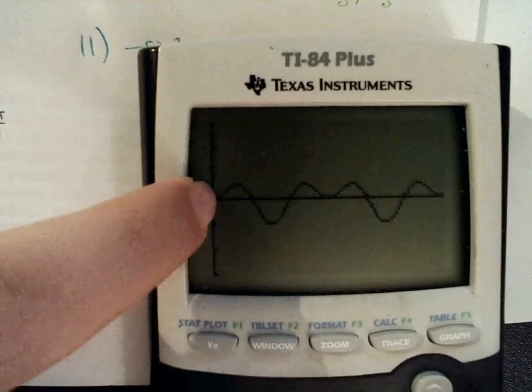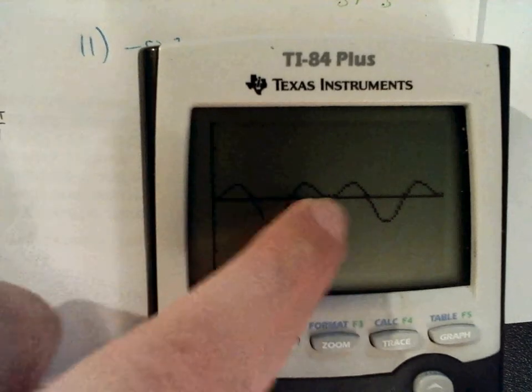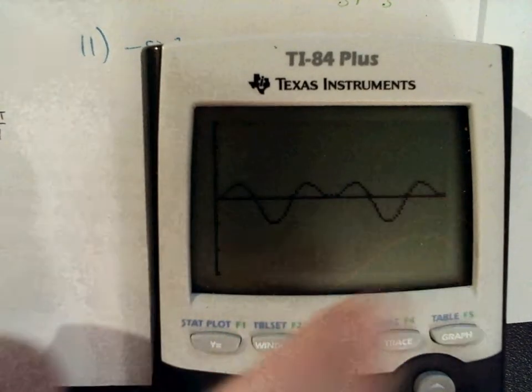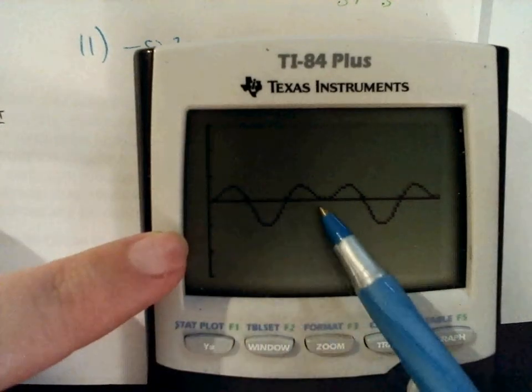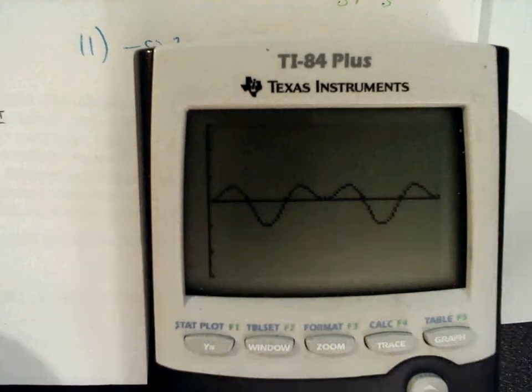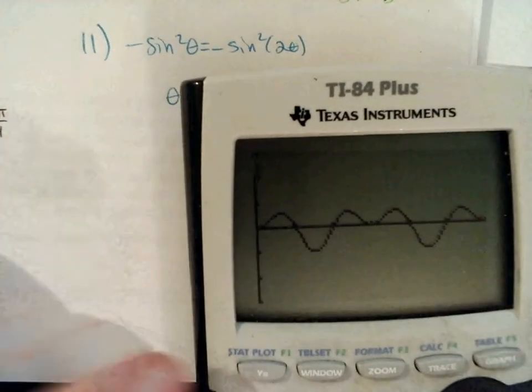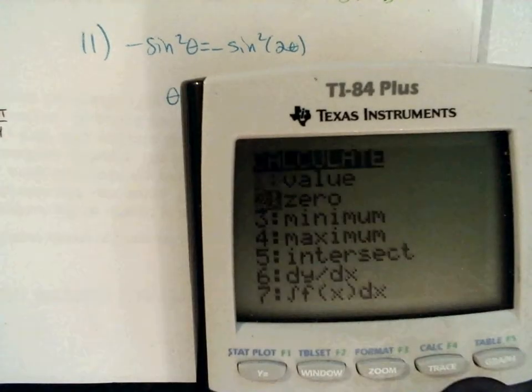So when I look at this, it looks like I've got 6 zeros. I've got this one, this one, this one, this one, this one, this one, and that one. And by 6 I obviously mean 7, right? 1, 2, 3, 4, 5, 6, 7. Yes. Okay. Now here's another problem.